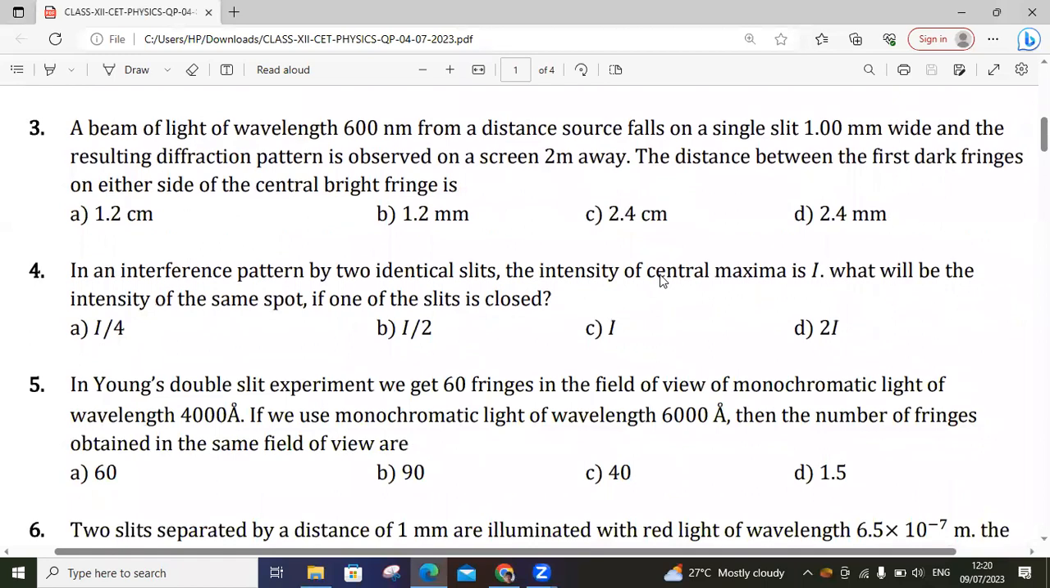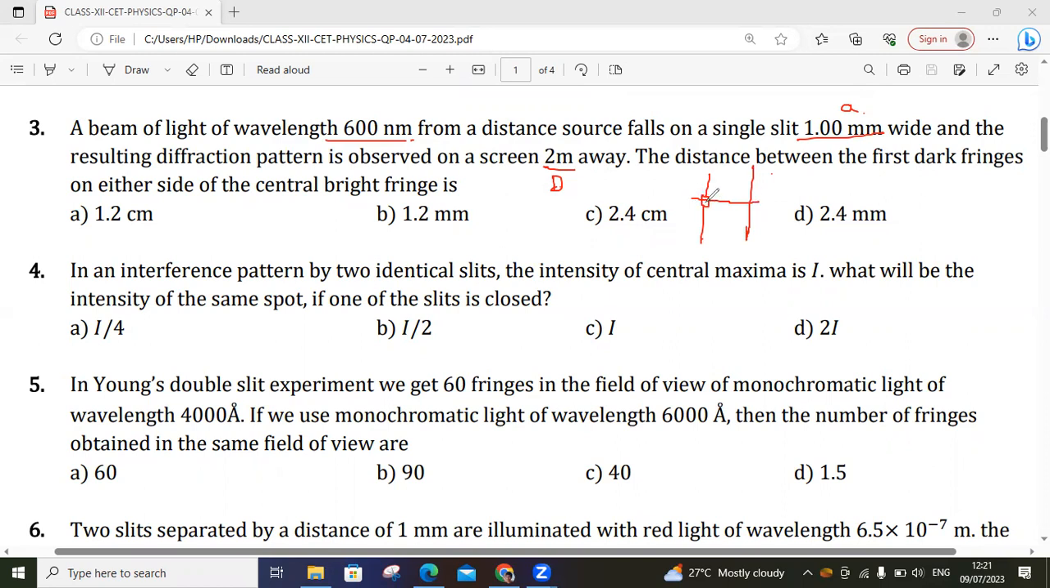A beam of light of wavelength 600 nanometer from a distant source falls on a single slit 1 mm wide, and the resulting diffraction pattern. So it is diffraction. In this diffraction, this is the wavelength of the light used. This is the slit width a, and the resulting diffraction is observed on a screen 2 meter away. So this is your D, capital D, the distance of the screen from the slit. The distance between the first dark fringes on either side of the central bright fringe is? So suppose this is the diffraction experiment. This is your slit here.